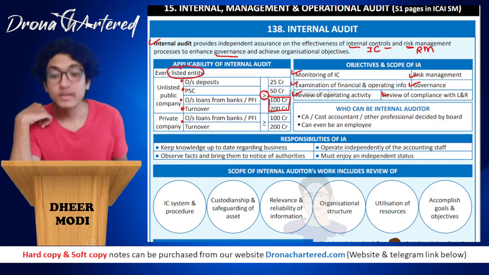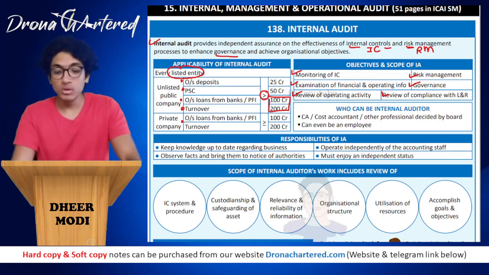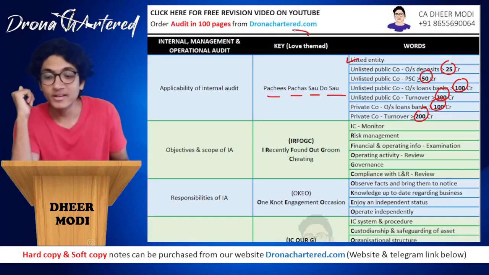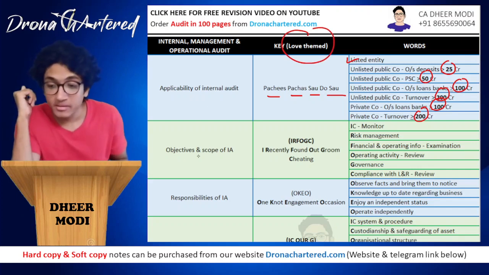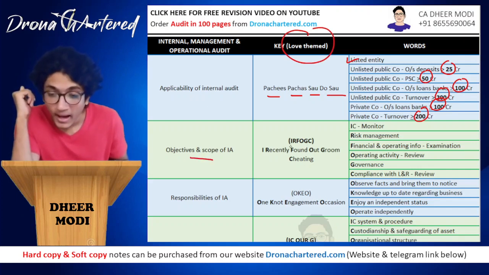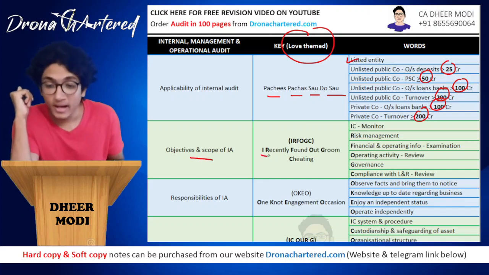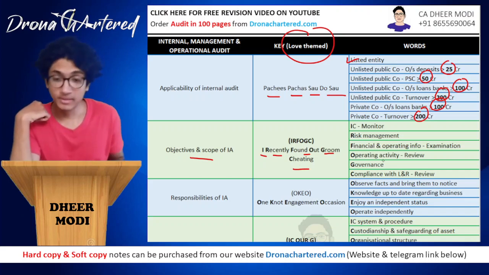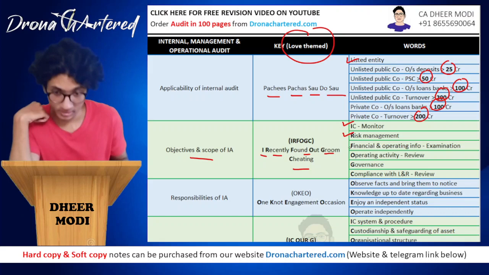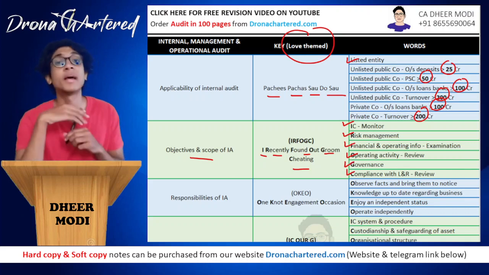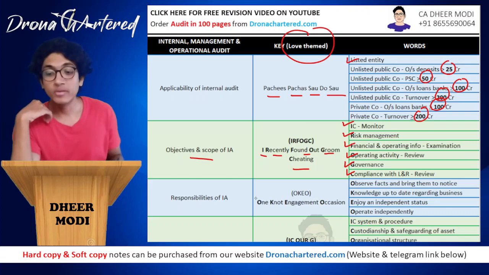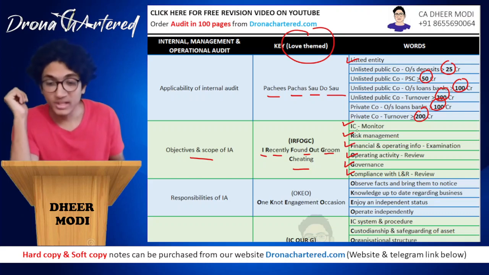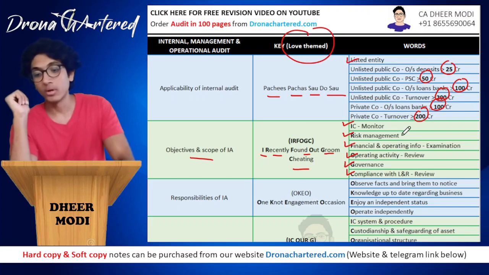Okay. Now, who can be internal auditor? Another thing that I forgot to tell you, that all our keys in this chapter are related to love. So, the objective and scope of internal audit is IRFOGC, that is, I recently found out groom cheating. IRFOGC. So I is your internal control, R is your risk management, F is your financial and operating information examination, O is your operating activity review, G is governance, and C is compliance with laws and regulation that you have to review. So I recently found out groom cheating, IRFOGC.